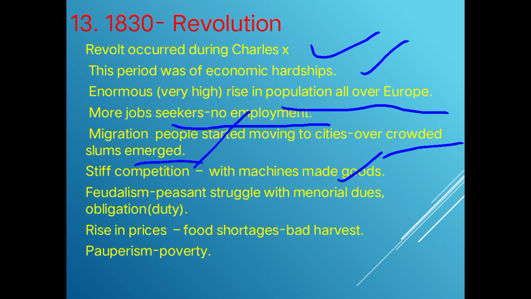Under feudalism, peasants struggled with manorial dues. They had to compulsorily pay the duty, or the payment, to the landlords. There was a rise in prices. The basic amenities, the essential commodities, were out of the reach of the people. There was food shortage due to bad harvest. All these causes led to pauperism or poverty. I hope the concept is clear.